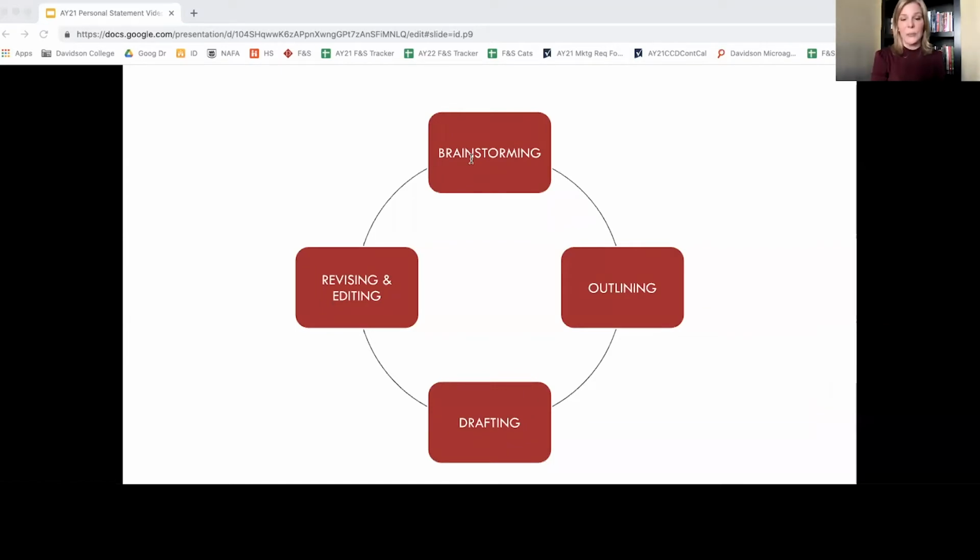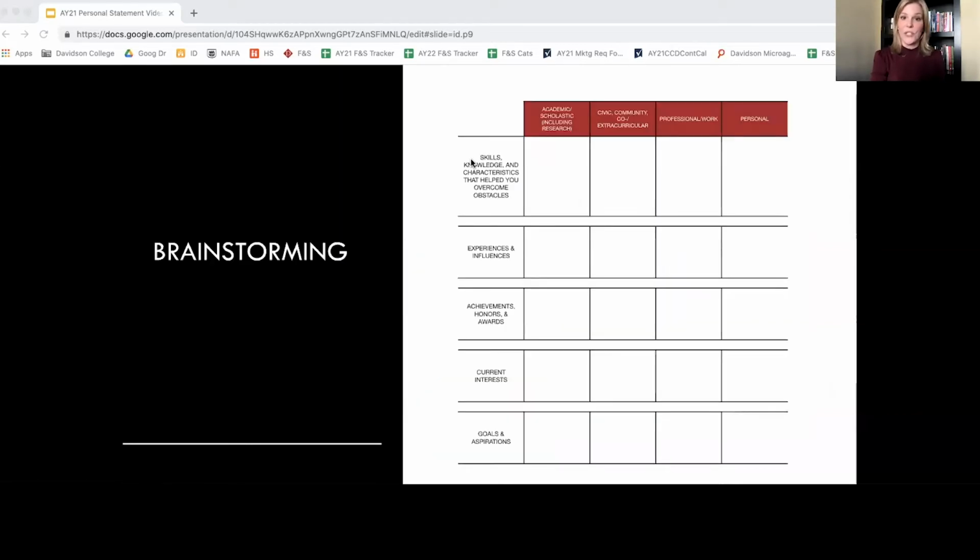To get started, make sure you've downloaded the handout attached to the Personal Statements resource in Handshake. On the screen now is the first page of that handout, which is for brainstorming. You don't have to fill in something for each space, but use the handout to help you think about your most formative experiences and influences and what sets you apart from others.